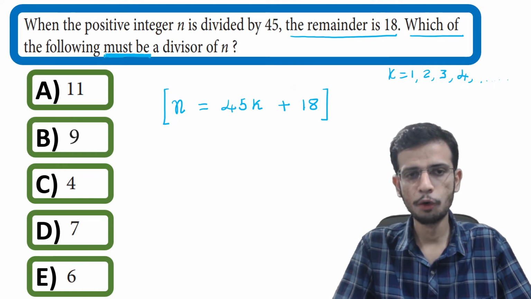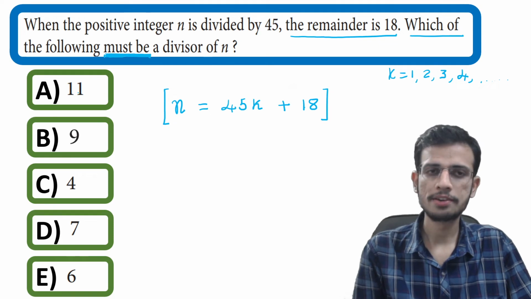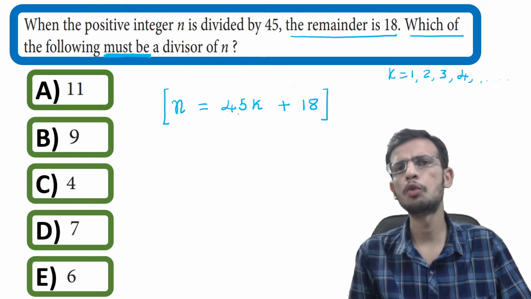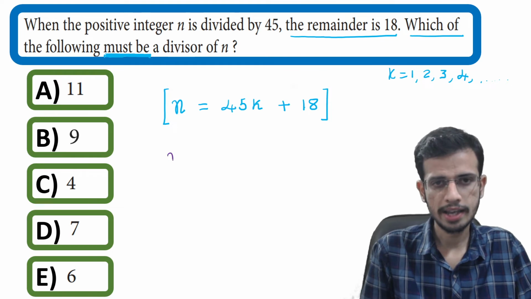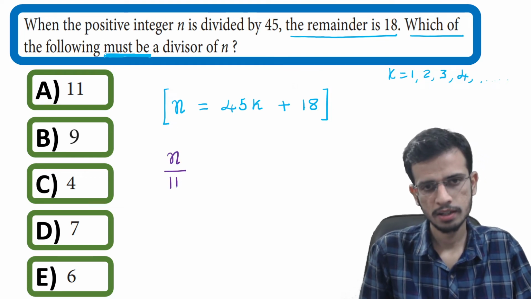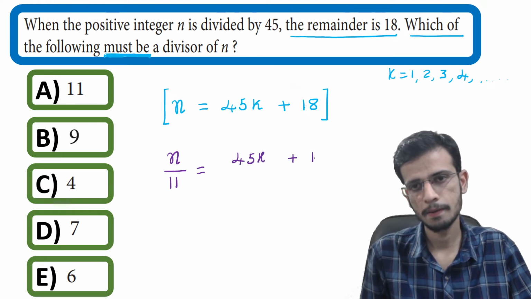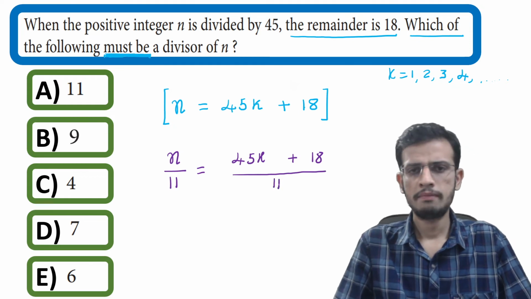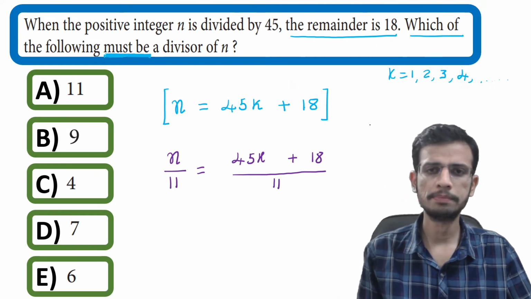Eleven is there, 9 is there, 4 is there, 7 is there, and 6 is there. So you can just try by option A. You can just try n by 11, right? So 45 is not a multiple of 11. If you write n by 11, right? So 45 times k plus... we don't know the value of k, but k can be from this. You can put values of k, right?